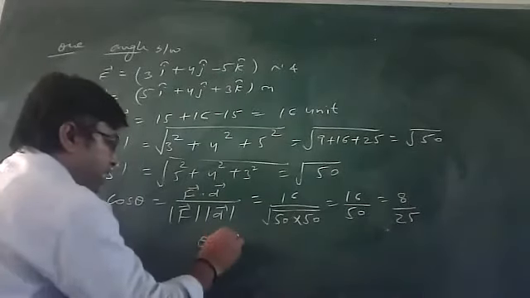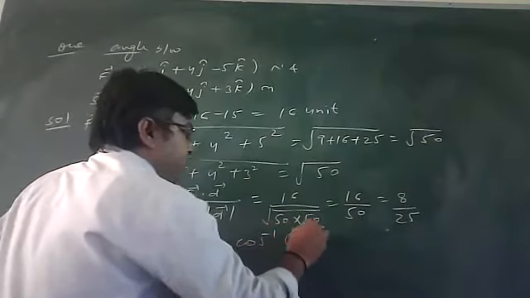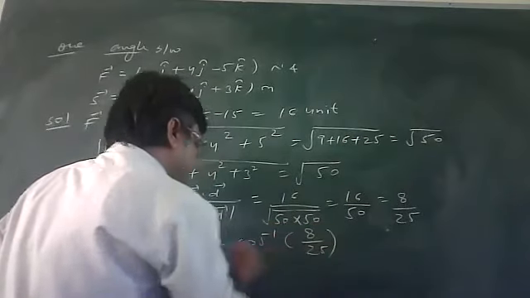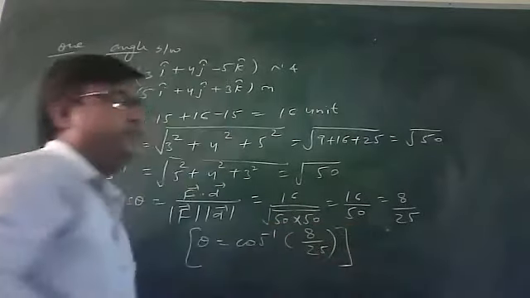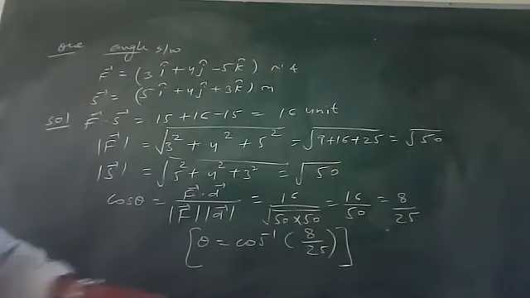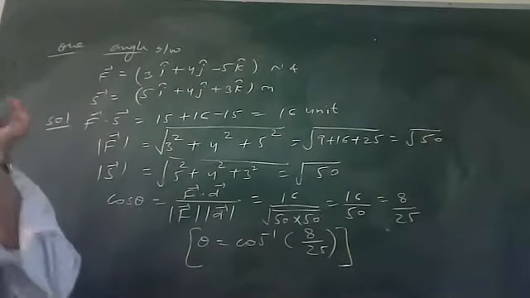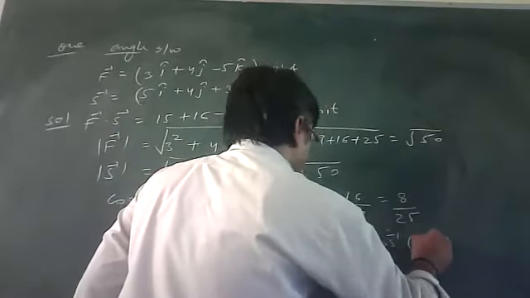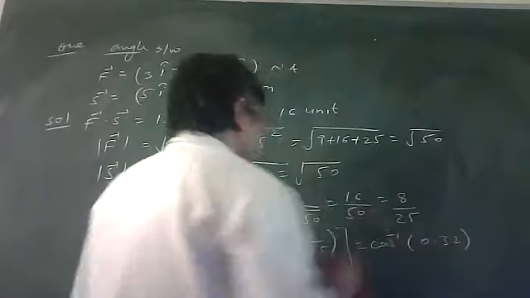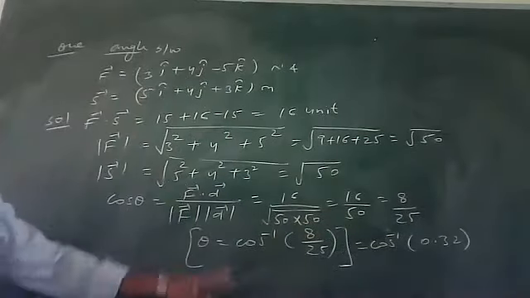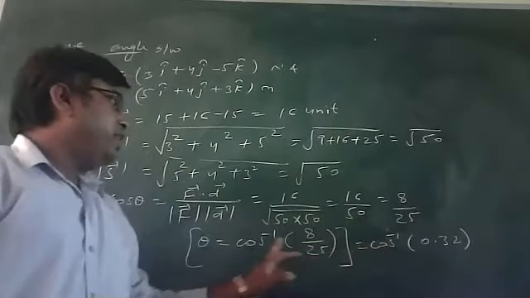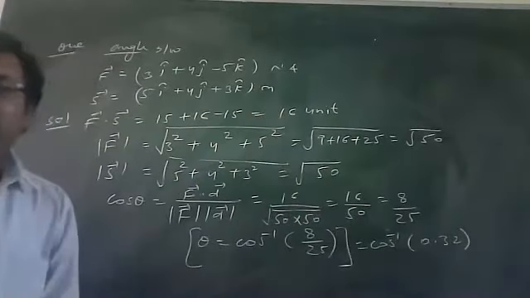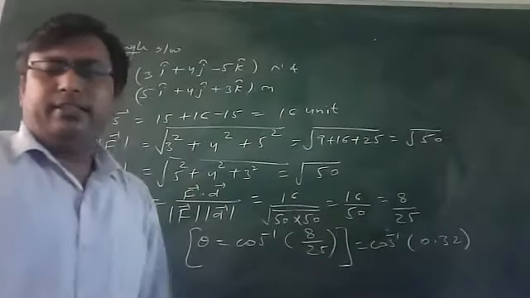So what is your theta? Theta will be cos inverse 8 upon 25. At the max, I can write this in decimal point. That will be cos inverse 0.32. But I am unable to calculate manually the value of this. I can't calculate this theta, so I will leave the answer in this format.